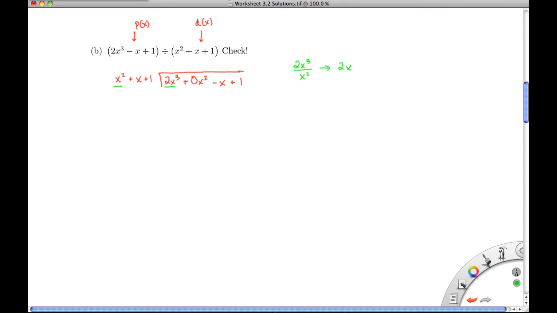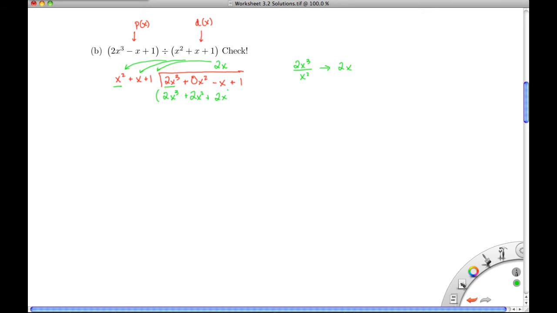So I'm going to go ahead and put that up over the x. So we've got 2x. And now I'm going to distribute that to each of these terms right here. If I do that, 2x times 1 is just going to give me a positive 2x. 2x times x is going to give me a positive 2x squared. And 2x times x squared is going to give me a positive 2x cubed.